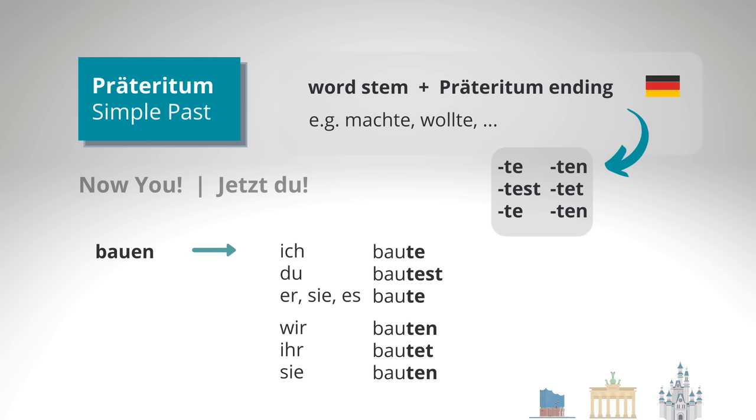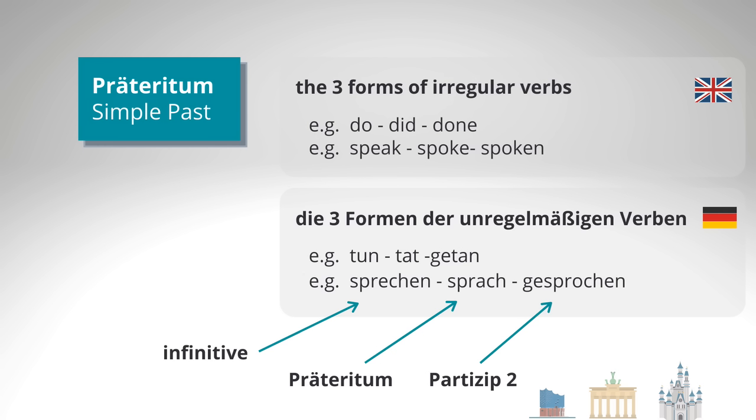And for most verbs, that's the way we do it. But German wouldn't be German if there weren't some exceptions and some irregular verbs. In fact, in English you even have the same thing, and in English there are even some more irregular verbs.